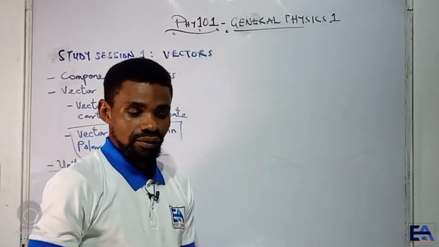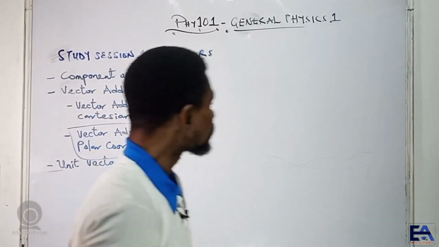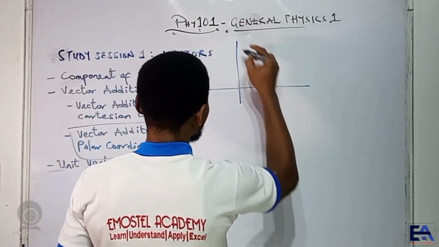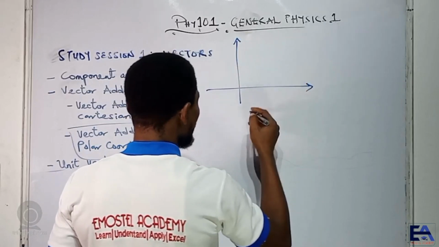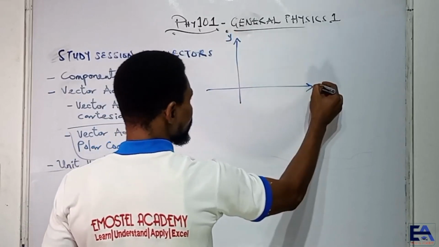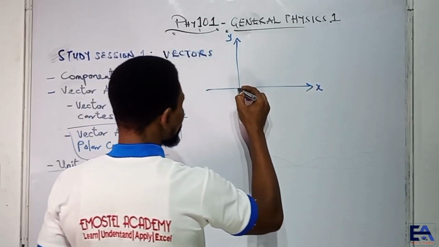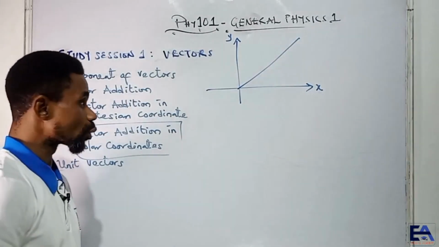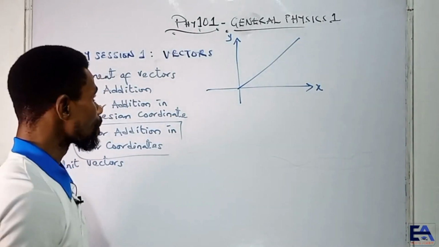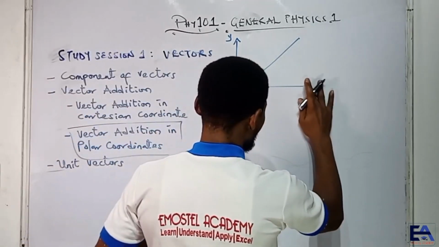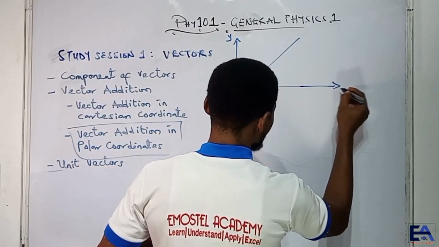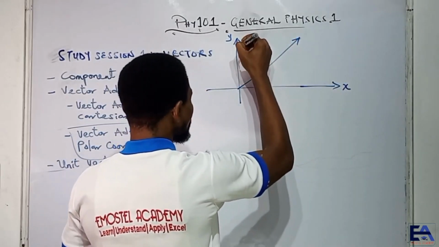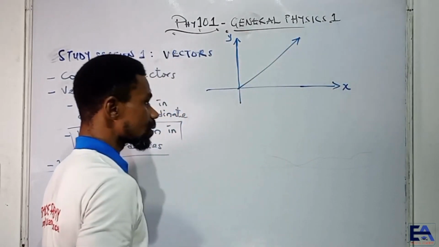To be honest, we are going to still represent the vector along the x-axis and the y-axis, and we have this. This time around, we are not necessarily talking about angles, but importantly referring to the component of the vector along the y-axis and the x-axis.